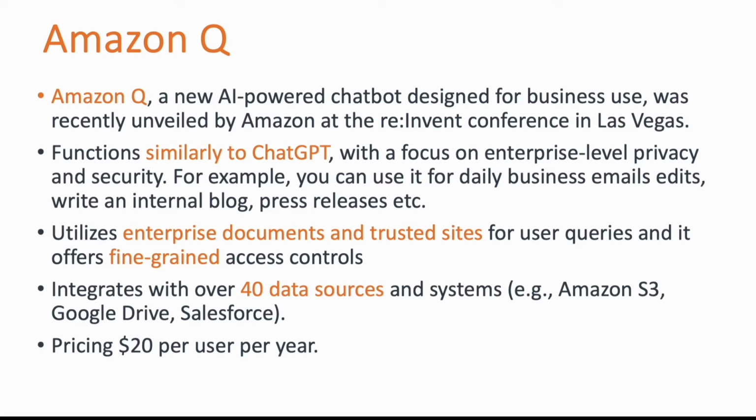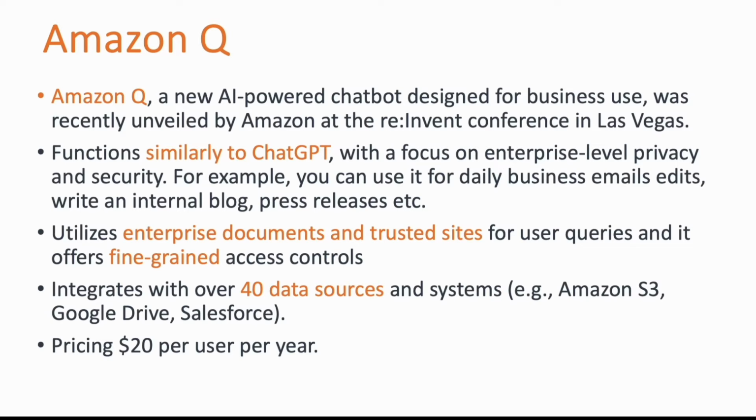The administrator or the admin for the Amazon Q has complete control over what documents to go through and also the websites that it can crawl. So you can only pick the trusted website or the website that your employees should refer to and avoid the website that they should not be referring to. And it also provides fine-grained access control over the input data or the reference data.